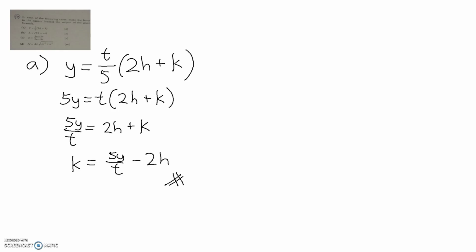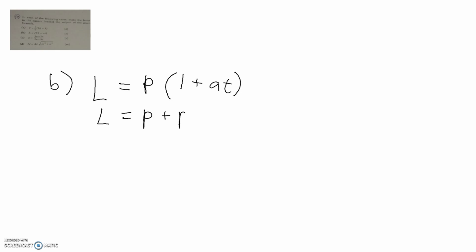Thank you, Miss Chan. How about 10B? Okay, now moving on to 10B. So 10B, the formula that we have is L equals to P bracket 1 plus AT. And we want to make T the subject of the formula. So what we can do is, let's expand throughout here. So this becomes P plus PAT.